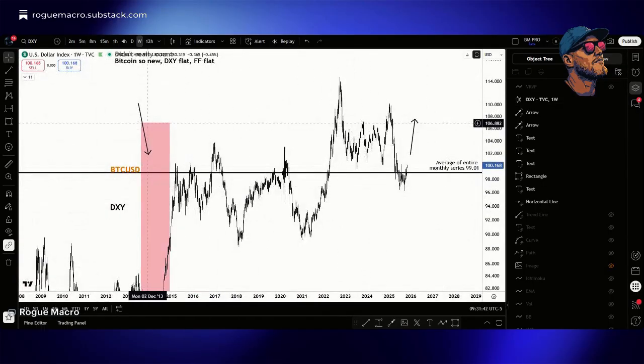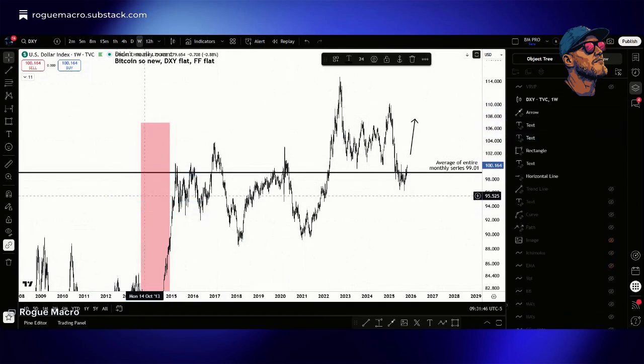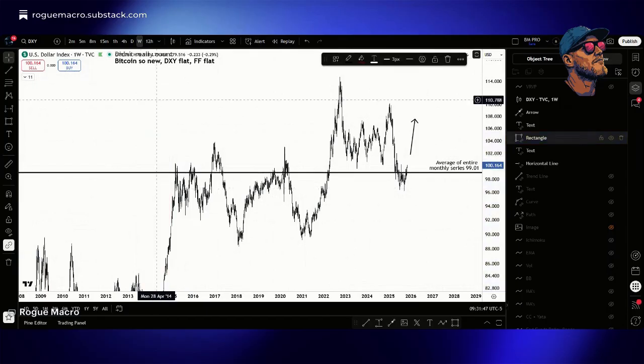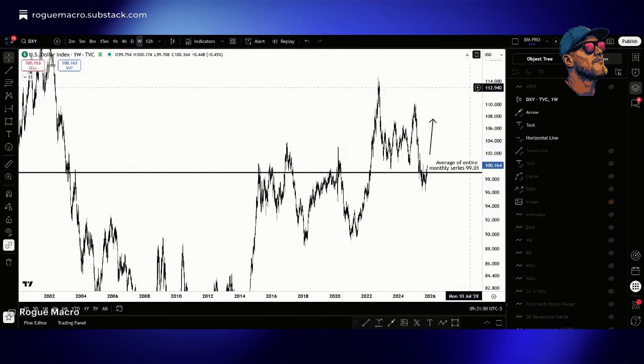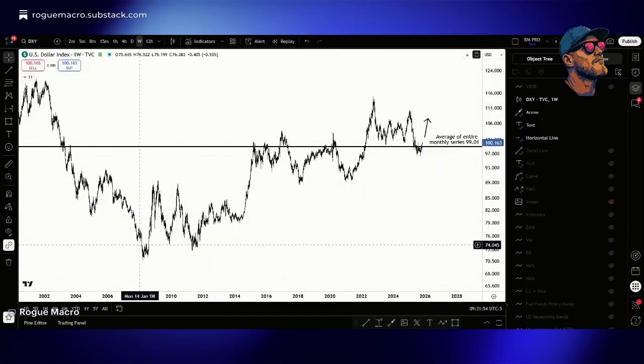If you zoom out and go back to the Great Financial Crisis in 2008, 2009, that was the low, and the dollar has been up ever since. This usually confuses people because there's been a ton of QE, a ton of stimulus and government spending, yet the DXY is going higher. Of course, this is against other major currencies.